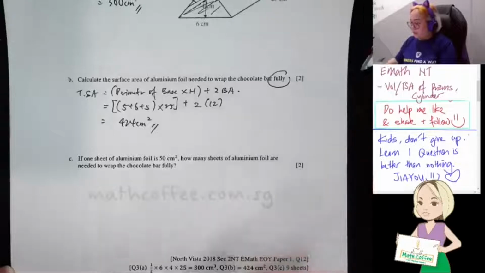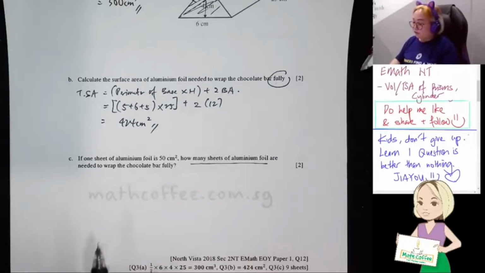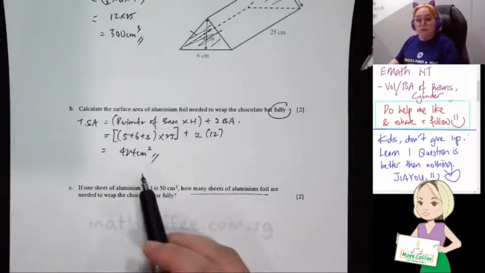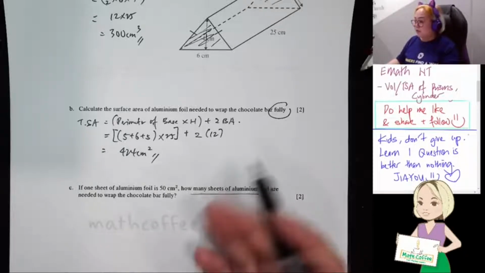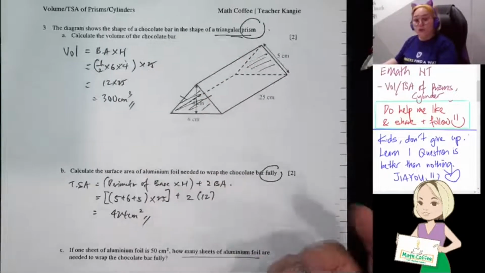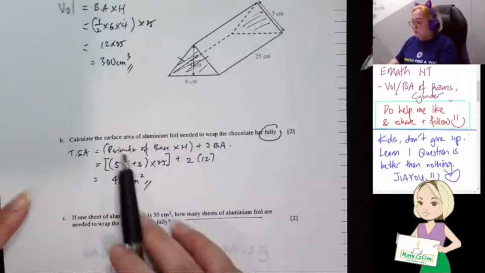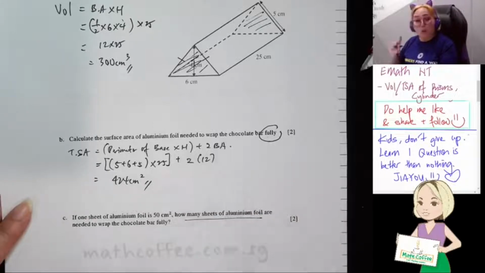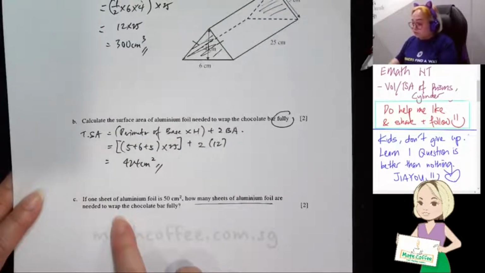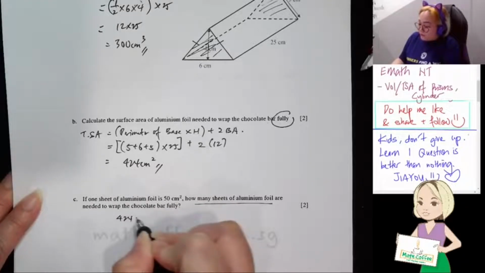Next, if one sheet of aluminium foil is 50 cm squared, how many sheets of aluminium foil are needed to wrap the chocolate bar fully? Imagine you are the maker of the chocolate. You need to calculate all your materials. You already have this chocolate and all the dimensions, so you need to calculate how much aluminium foil you need to buy. We already calculated that we need 424 cm squared of aluminium foil to wrap one chocolate bar. They ask how many sheets you need, so we will take 424 divided by 50.